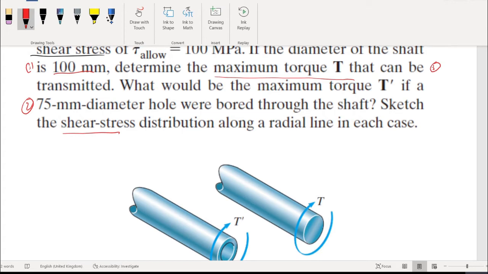What would be the maximum torque if a 75 mm diameter hole were bored through the shaft? Hole means it's hollow, right? Indirectly it is saying bored out; the material is taken out. This refers to the material being hollow. Two types of distribution you are going to see. Already you know how the pattern would be. Let's get the magnitude for the given case along the radial line in each case.